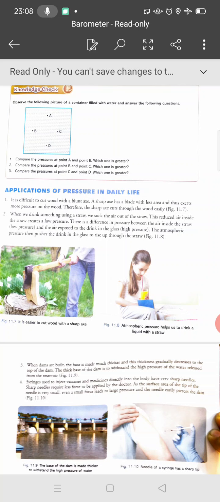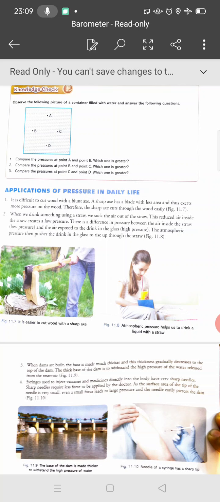So in this way, when you use a blunt axe, it is difficult to cut the wood. When you take the sharp axe, what will happen? It cuts the wood easily. So do you understand what I am saying? Yes, the less the area, the greater the pressure. If the area is less, the pressure will be high.